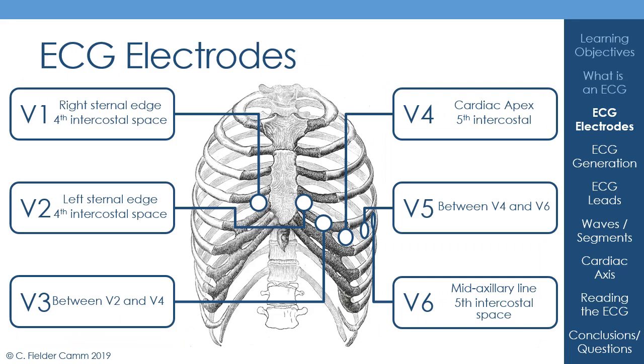The remaining 6 ECG electrodes go across the patient's chest. They are numbered as V1 to V6, with V1 starting at the right sternal edge in the 4th intercostal space, V2 being in the same position in the left sternal edge, V4 is at the cardiac apex in the 5th intercostal space, with V3 unsurprisingly being between V2 and V4, and V6 is in the mid-axillary line in the 5th intercostal space, with V5 being partway between V4 and V6.